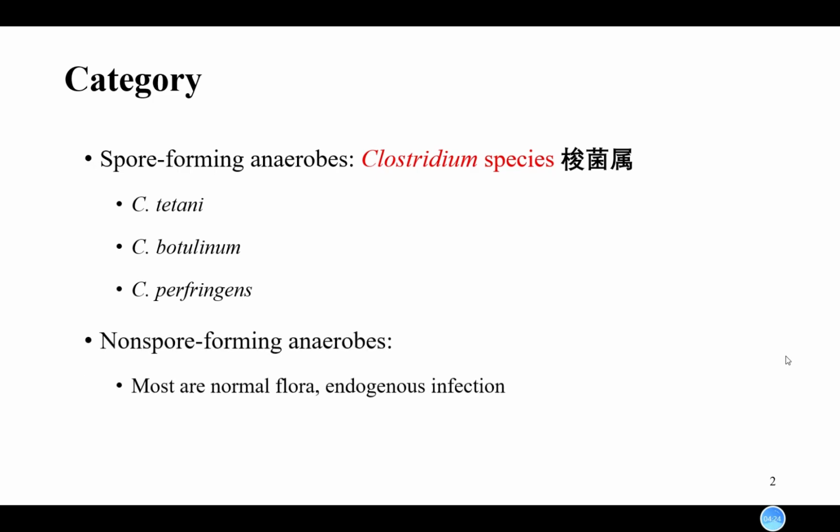And there are also some anaerobes which cannot form spores, non-spore forming bacteria. Most of them are normal flora, especially the members in our digestive tract, in the intestine. And they don't cause disease most of the time, but possibly they can cause some endogenous opportunistic infection. Today we'll focus on these 3: tetani, botulinum, and perfringens.